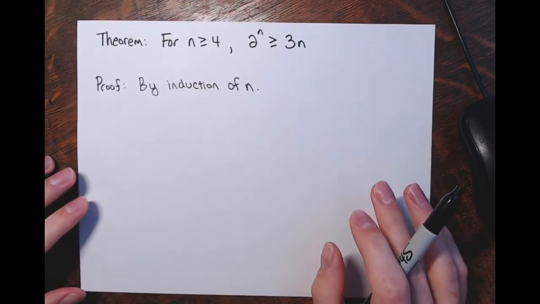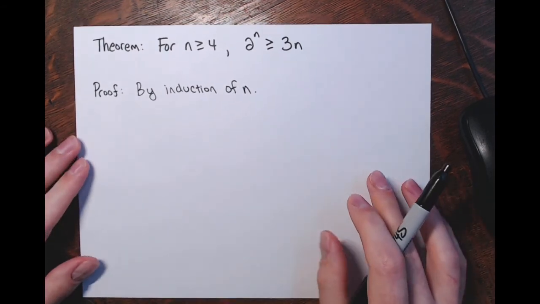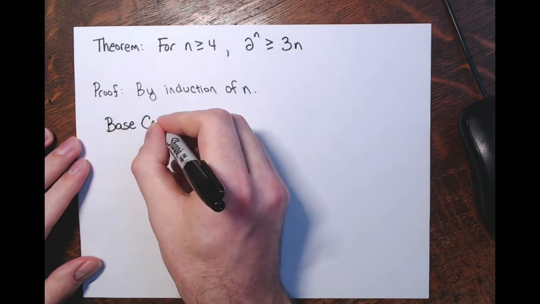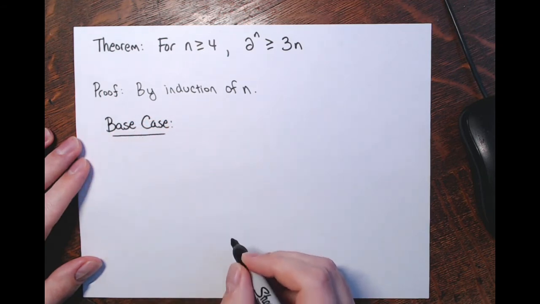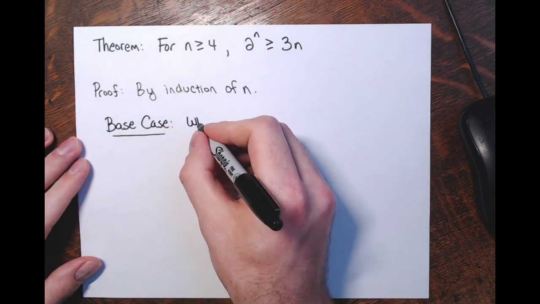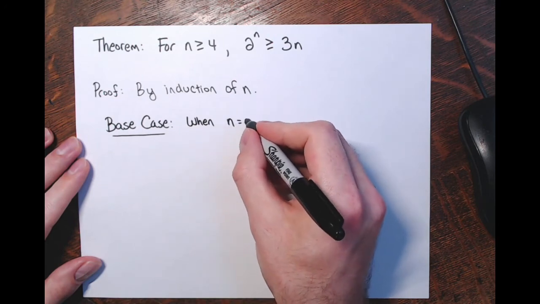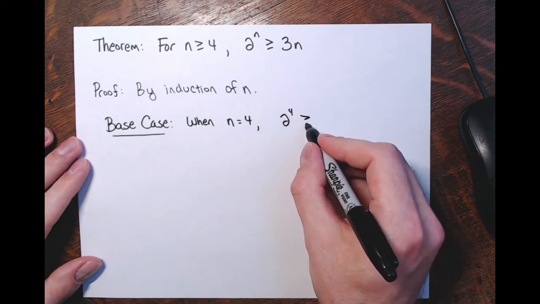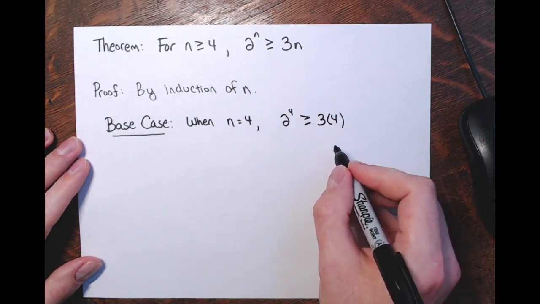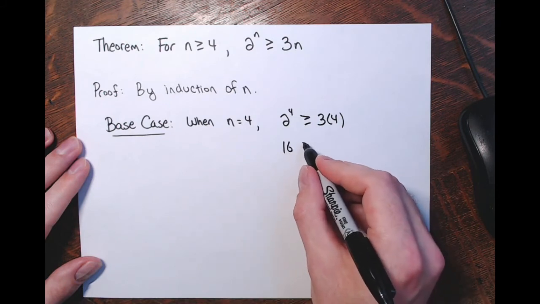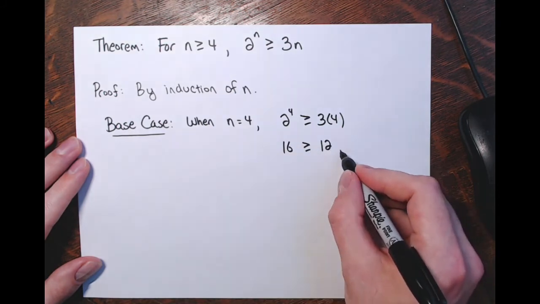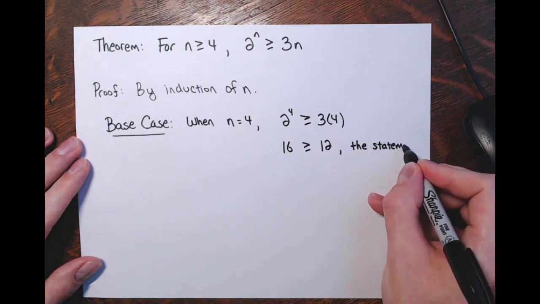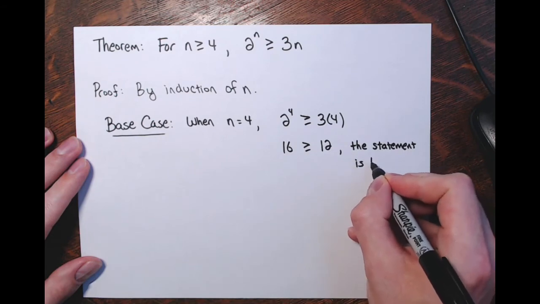Now if I'm doing induction on n, we start with a base case. Now the base case this time is when n equals 4. So when n equals 4, plug it in, I'm writing it again. 2 to the 4th, is that greater than or equal to 3 times 4? So that's 16 is greater than or equal to 12. Yes, the statement is true when n equals 4.